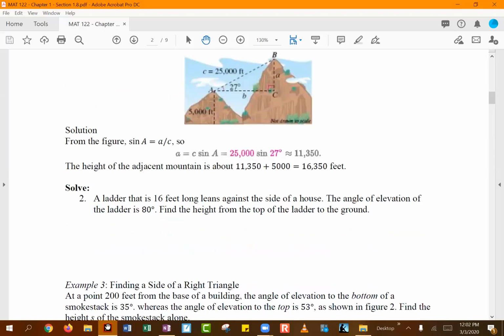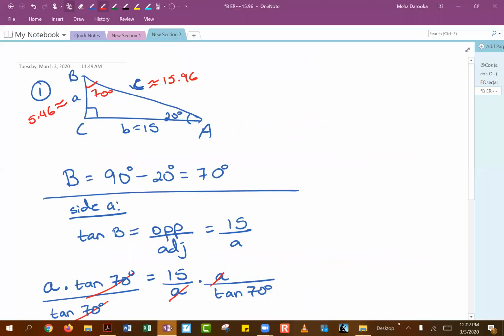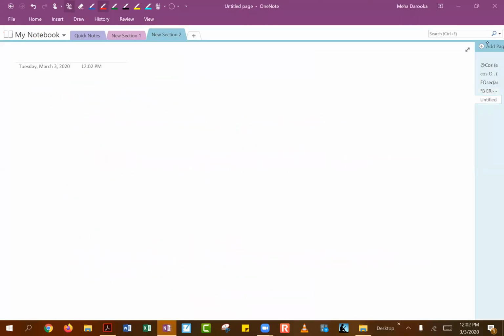So let's look at what our next example is talking about. They're telling us we have a ladder that is 16 feet long and it leans against the side of a house. The angle of elevation for the ladder is 80 degrees, and they want to know from the height, no, sorry, find the height from the top of the ladder to the ground. So it may not be a bad idea to try and come up with an image for this.